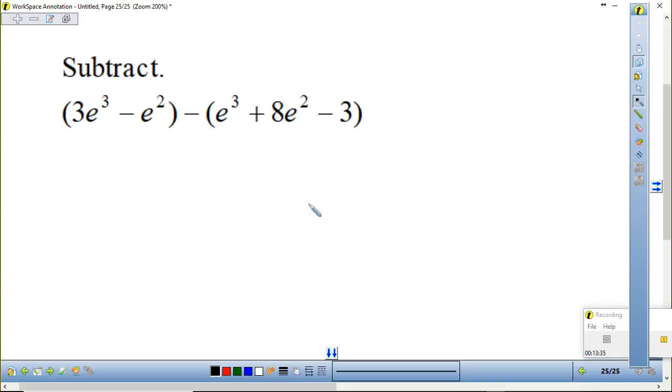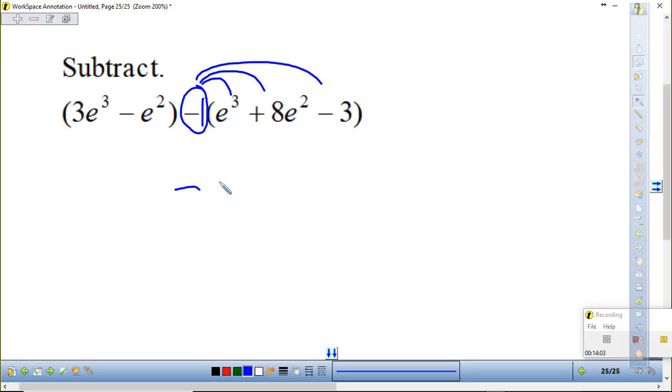Look up, guys. Since it has a subtraction sign, what is the invisible number right here, everyone? 1. So this becomes a negative 1, and we need to distribute that inside. So this becomes negative 1e to the third. This one becomes negative 8e to the second. And this one becomes plus 3.